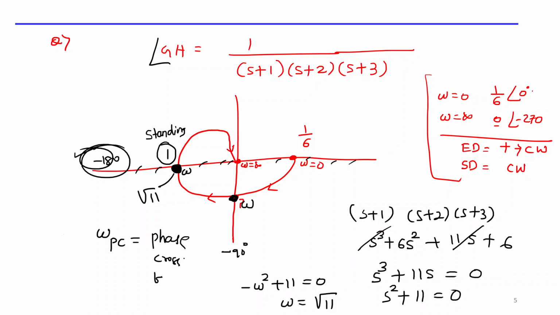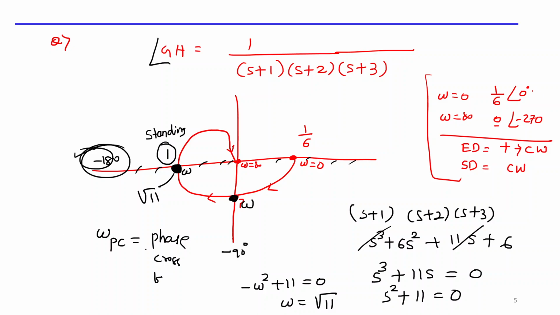So if any question asks you to find out the gain margin, for gain margin you need to find out the phase crossover frequency. So solve by this method. Don't waste your time. Solve by this method and find out omega, and that omega is called the phase crossover frequency. Right? You got my point?